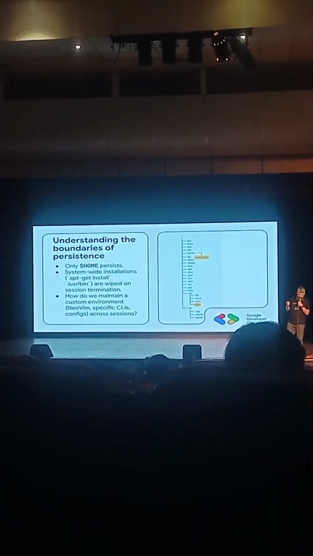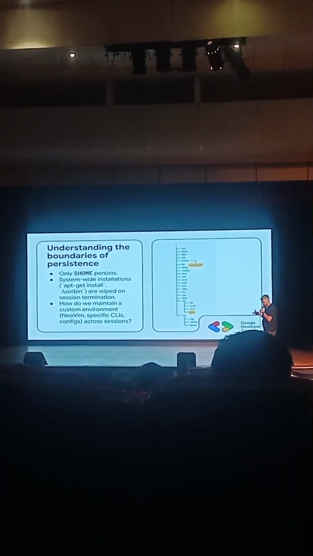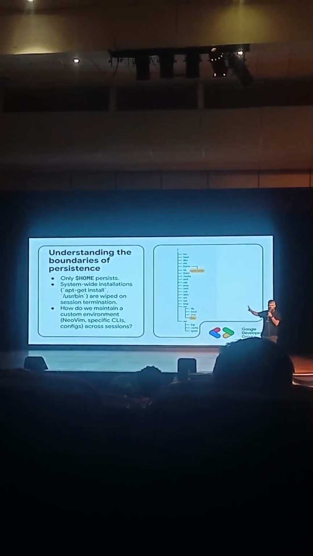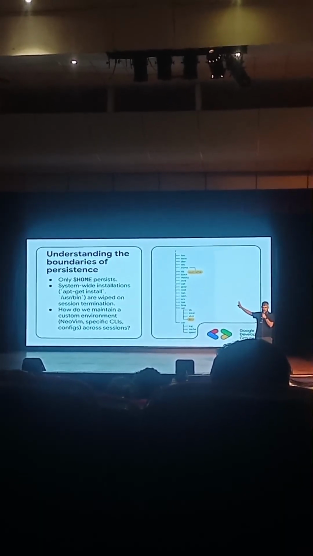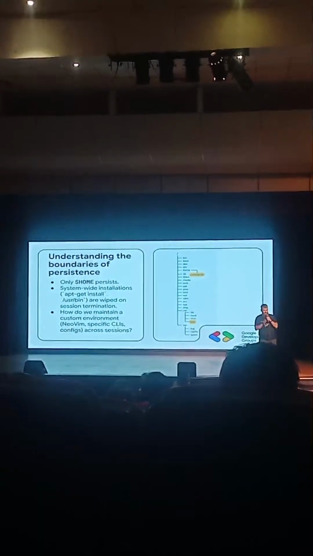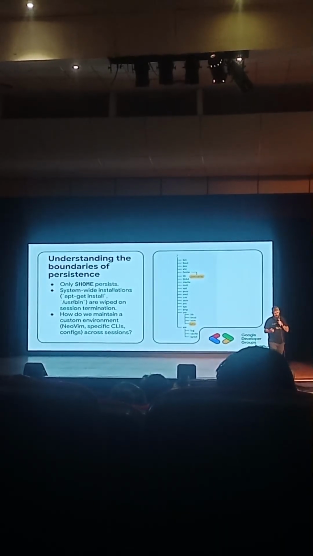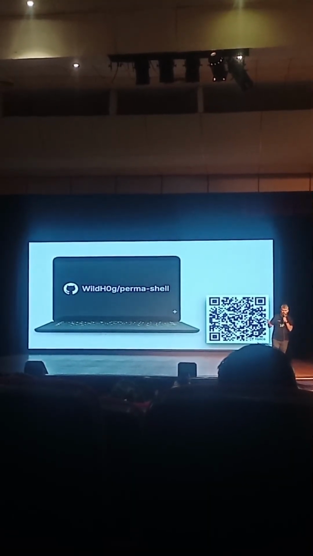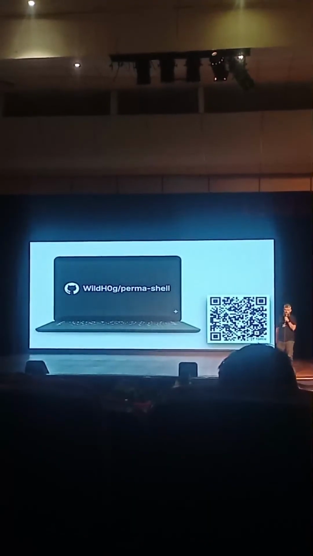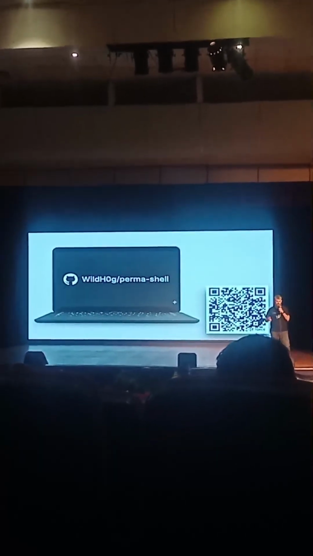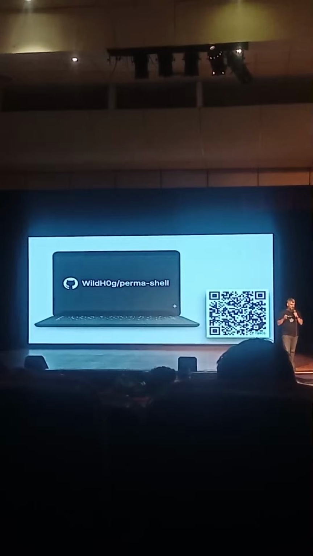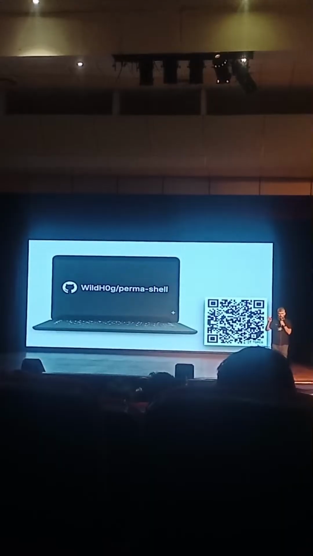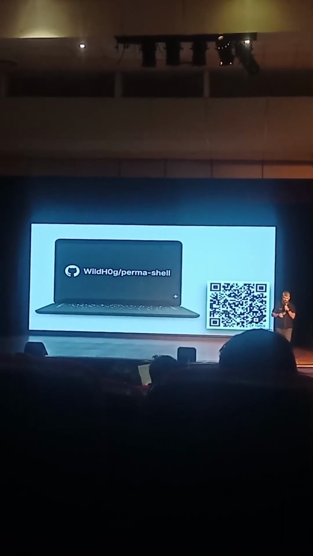So the solution to making this development environment persistent is twofold. Whatever we can cram into the home directory, we do that. For everything else, we need to find a different solution. I've come up with an opinionated config that I call permashell. It's open source, available on GitHub if you want to check it out. It solves this problem, so it makes sure that everything you install on Cloud Shell stays there every time you log in.